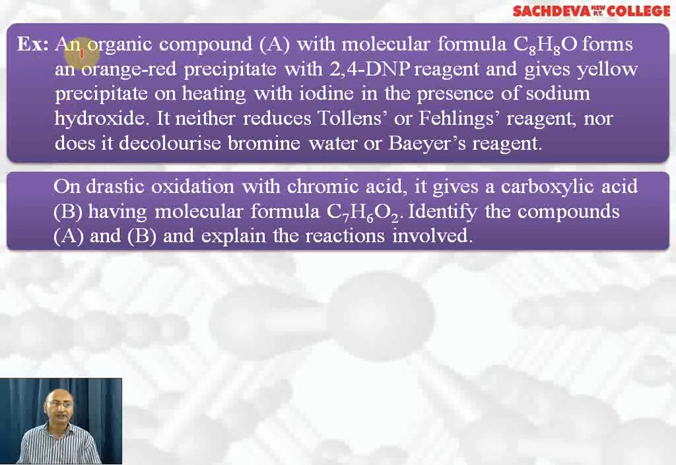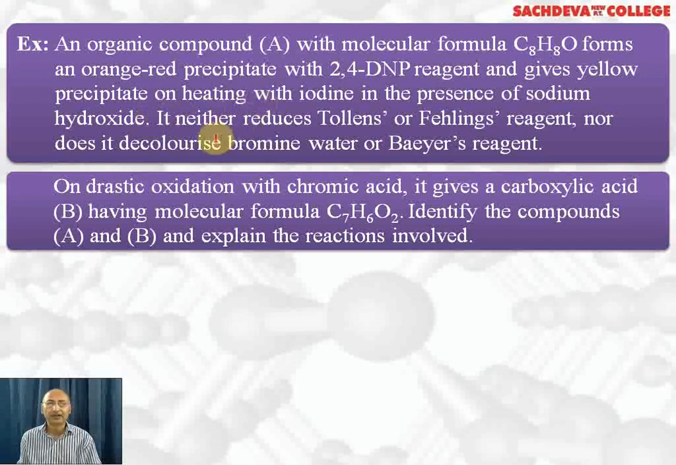Let's take up a problem based on the equations which we have studied. An organic compound A with molecular formula C8H8O. Here carbon and hydrogen are nearly equal, so this compound is likely to be an aromatic compound. It forms an orange-red precipitate with 2,4-DNP. It means it contains a carbonyl group. It gives a yellow precipitate on heating with iodine in presence of NaOH. It means it contains a methyl ketone group.